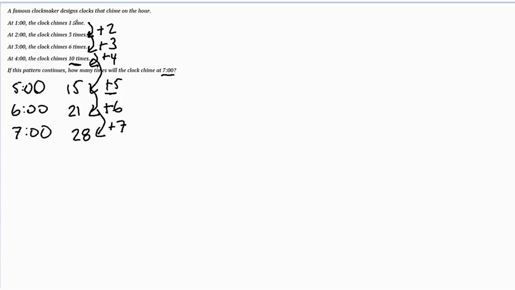And the pattern fits. So 1 time in the first hour plus 2 gives us a 3. 3 times that hour plus the 3 more gives us 6. 6 times this hour plus the 4 gives us the 10. 10 times this hour plus 5 would give us the 15. 15 times in this hour plus the 6 gives us 21. Then 21 plus the 7 from that hour gives us 28. It all checks out. Fairly simple, fairly straightforward. Hope that helped. But most importantly, who's buying this clock that's chiming 28 times?